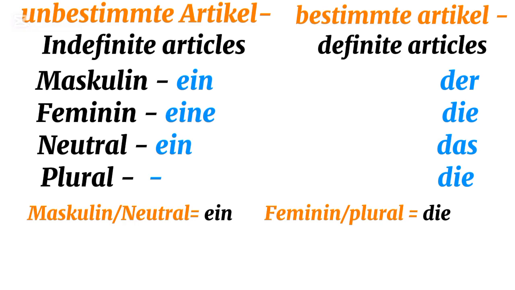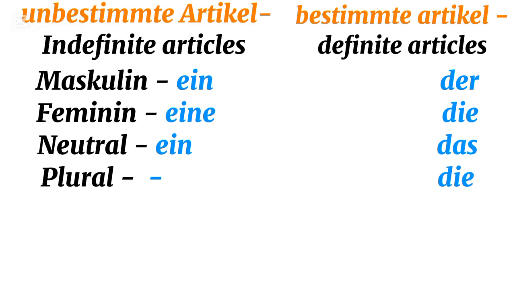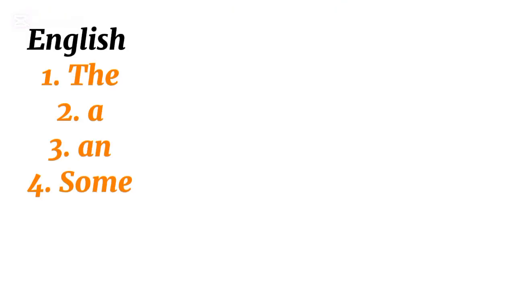Before we proceed, let me remind you a little bit about English articles. In English, there are three articles. Actually, there are four. The first one is the, then a, then an, and some. For example, some flowers, some trees. Okay, there are four: the, a, an, and some. Okay. This is now in English, but in German, it is divided into others.